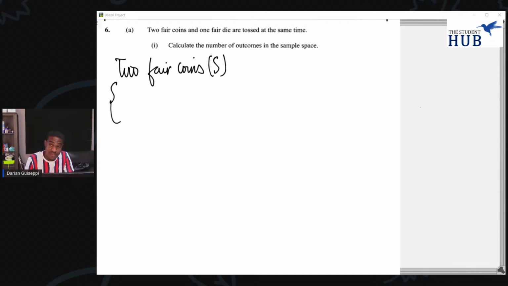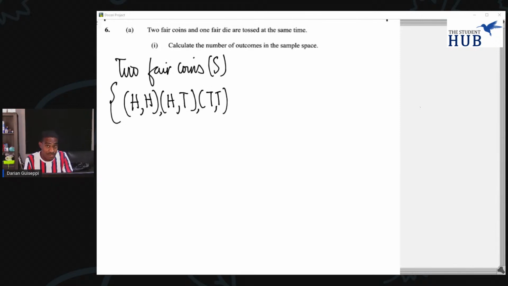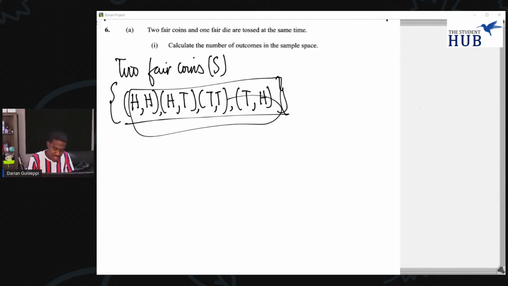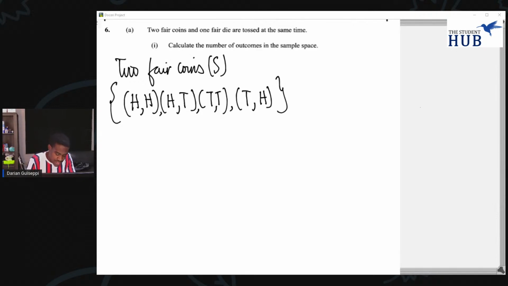If you look at the sample space for the 2 fair coins, we could get a head and a head. That's the first thing we could get, both lying on a head. Then we could get one of the coins lying on a head and one on a tail. And then we could get 2 of them lying on tails. But then we could also get 1 on a tail and 1 on a head. That would complete the sample space there. You could think about other possibilities, but this would be it.